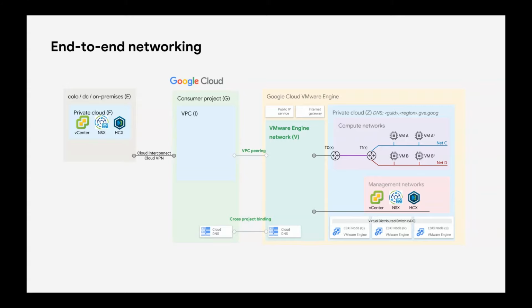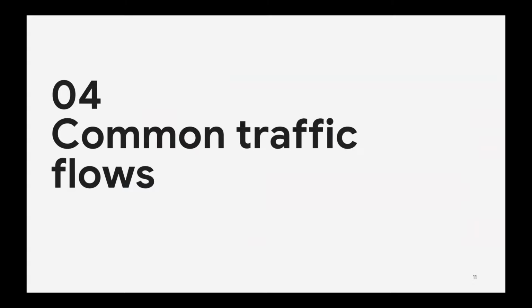For internet access, there is a service called Internet Gateway Service. This can be used to access the internet directly via the Google Cloud VMware Engine service. Similarly, there's a public IP service, which is also available and can be used to expose VM workloads over public networks. The DNS configuration here is also simplified and it's covered in more detail in a separate presentation that we will do. With this, let us look at some of the basic traffic flows.